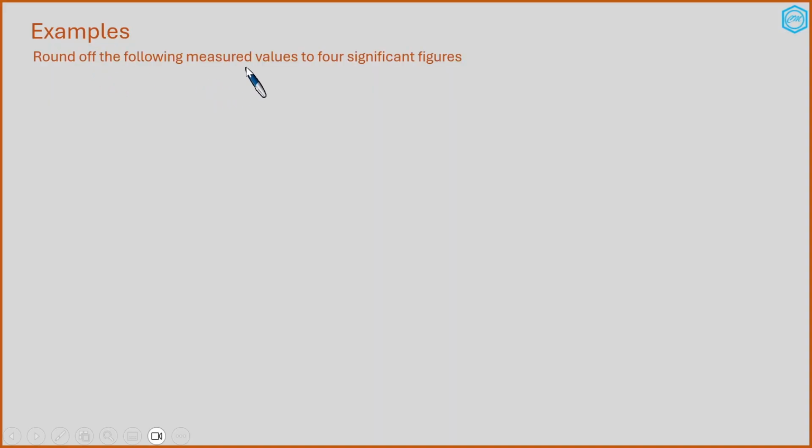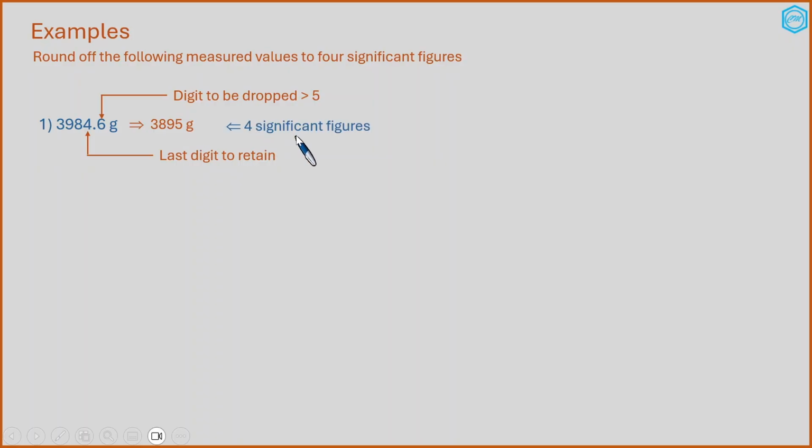Round off the following measured values to 4 significant figures. First value, 3984.6 gram. We have to round off to 4 significant figures. We need 4 significant figures up to 4. So the last digit to retain is 4 and the digit to be dropped is 6, and it is greater than 5. So 4 increases by 1. So the rounded off value will be 3985 gram. 4 significant figures are there.